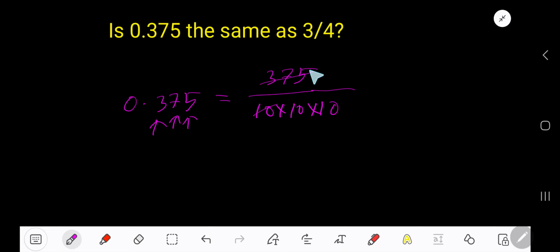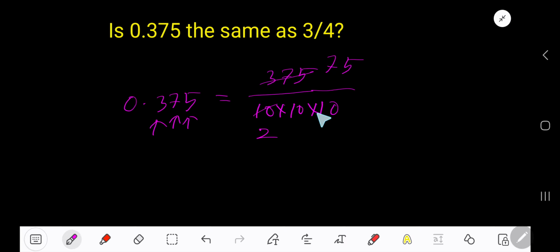This is divisible by 5, this is divisible by 5, so 5 is a common factor. This is divisible by 5 because the last digit is 5. This is divisible by 5 because the last digit is 0. So I will get 2 here and I will get 75 if I divide by 5.